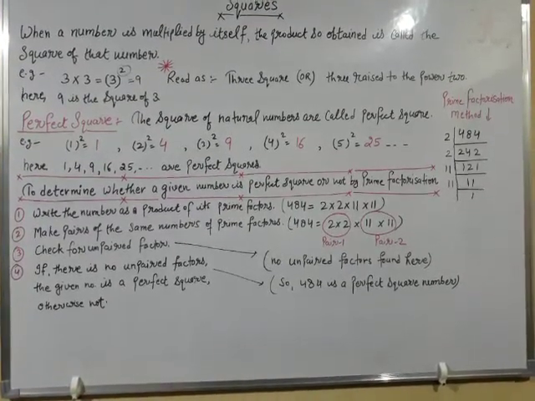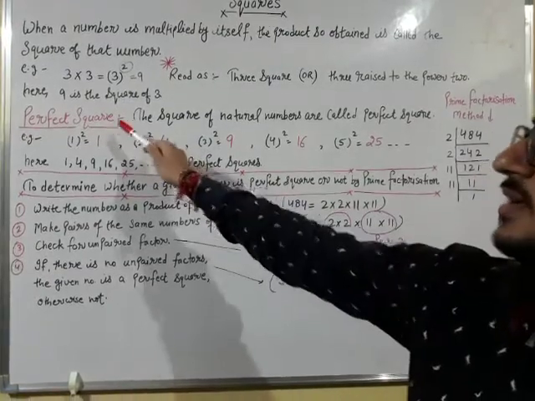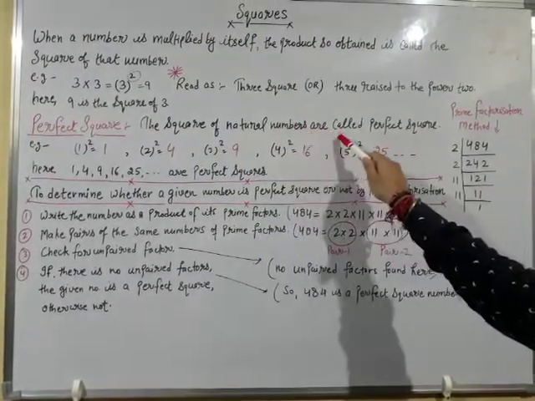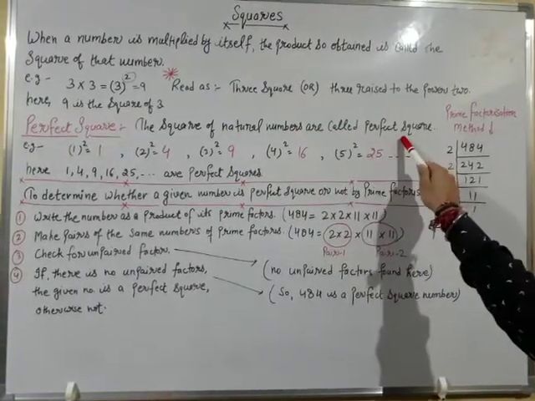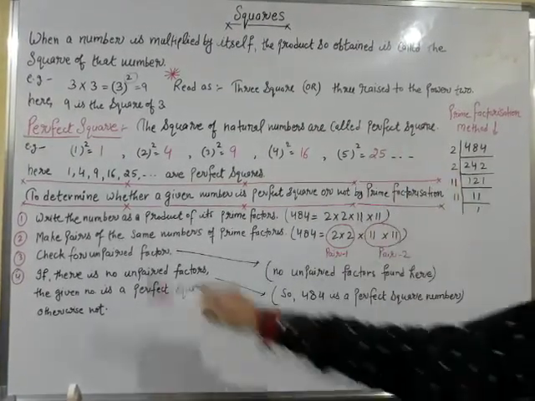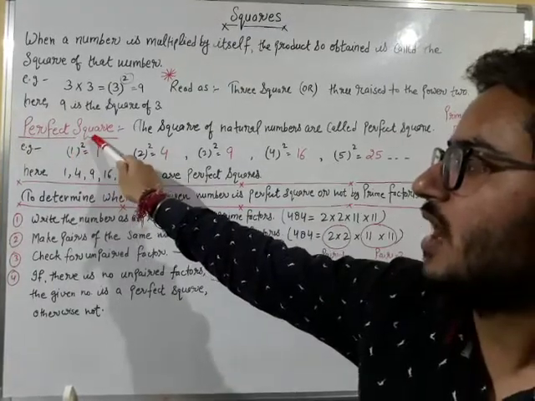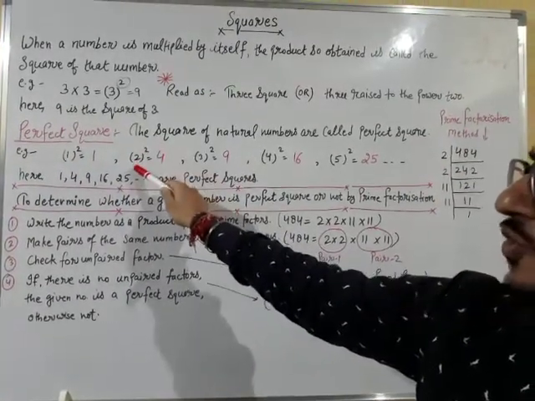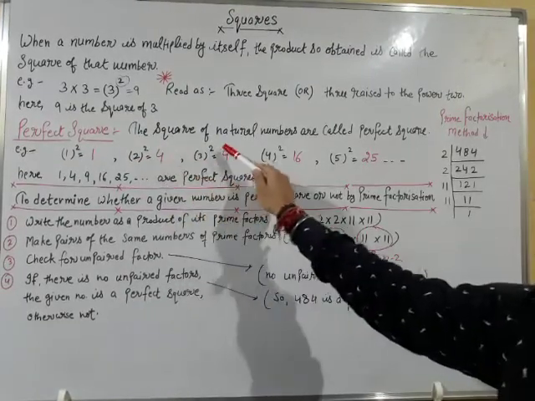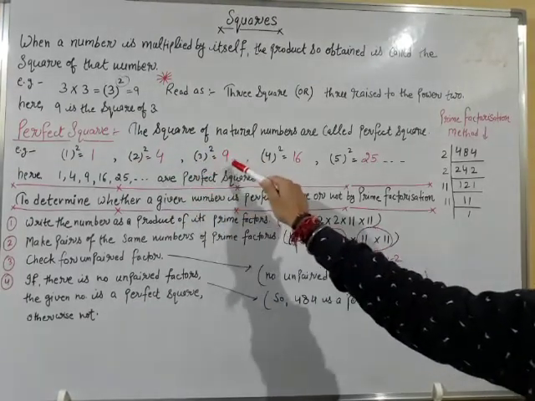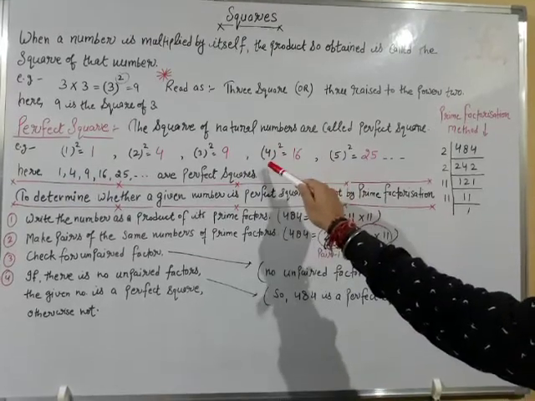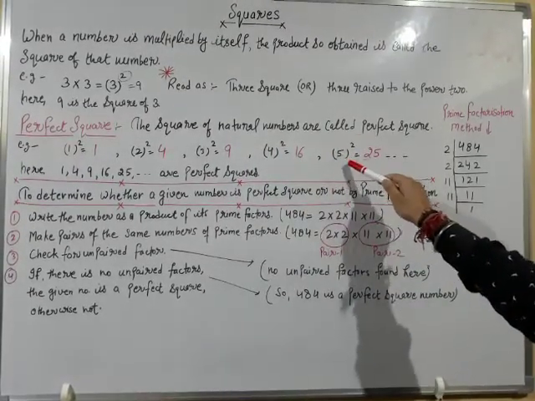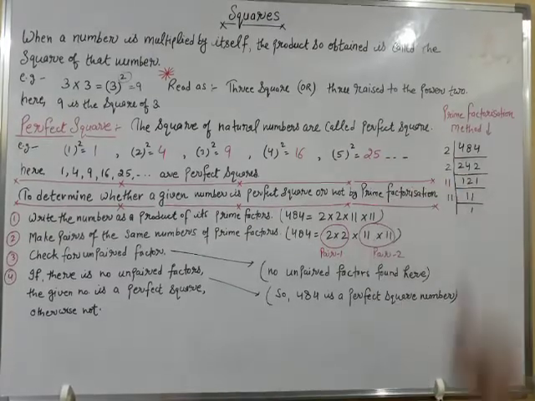Next topic is perfect squares. The squares of all natural numbers are called perfect squares. For example, square of 1 is equal to 1, square of 2 is equal to 4, square of 3 is equal to 9, square of 4 is equal to 16 and square of 5 is equal to 25.